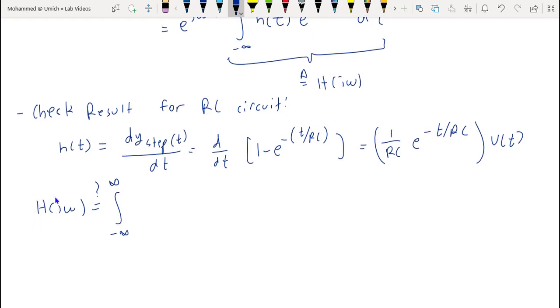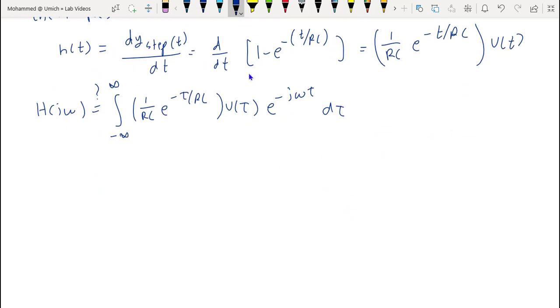Back to calculating the frequency response function, H(j omega) is the integral from minus infinity to infinity of 1 over RC e to the minus tau over RC u of tau times e to the minus j omega tau d tau. Since u of tau is 0 for all tau less than 0, this is the same thing as the integral from 0 to infinity, because for tau less than 0 this product is 0. I can take the constant 1 over RC outside of the integral, and we're left with e to the minus tau over RC minus j omega tau d tau.